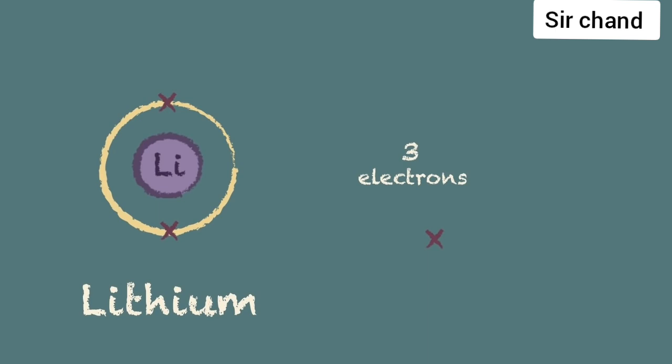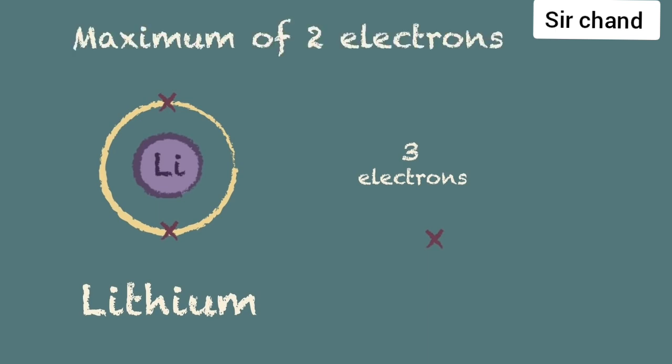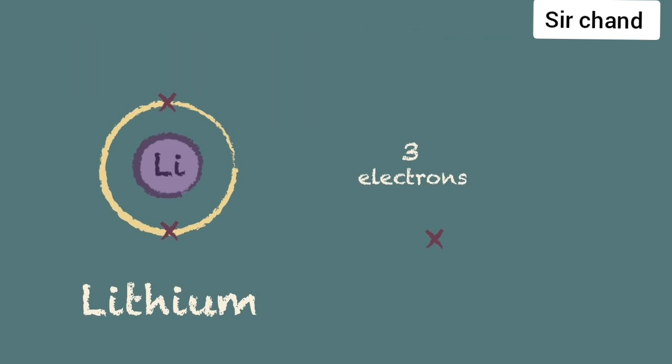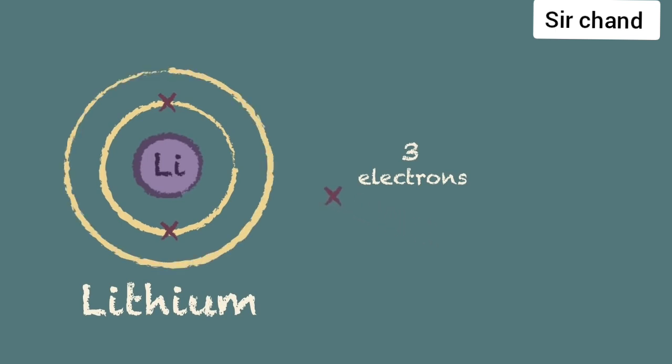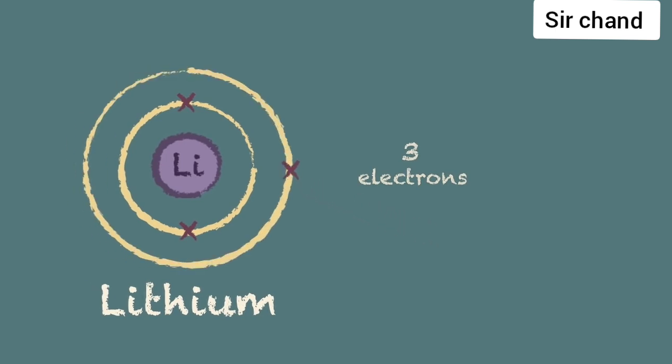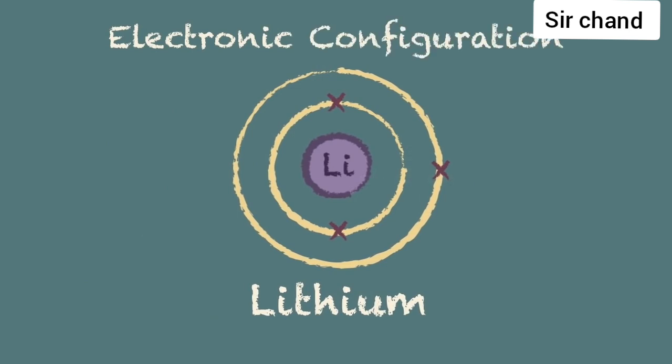However, this shell can only contain a maximum of 2 electrons. That's one of the rules that you need to remember. The third electron, therefore, must go into the next shell, which we draw as a larger circle around the outside of the first. And that completes the electronic configuration of a lithium atom.